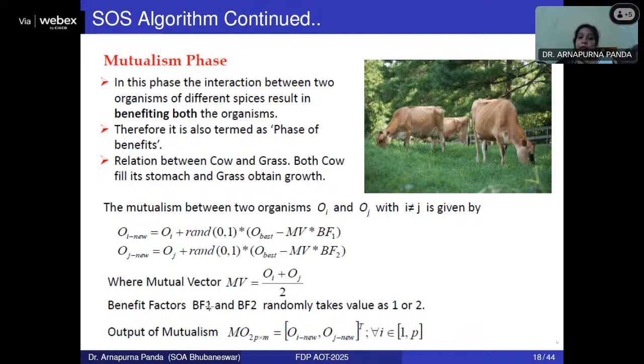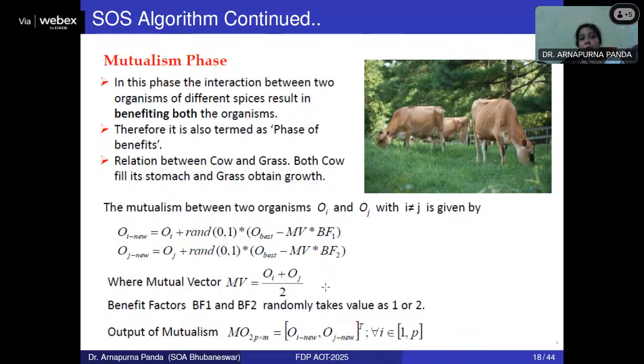Here we are using one factor, the mutual vector, and two factors, BF1 and BF2, that is benefit factor 1 and benefit factor 2. Benefit factor 1 and benefit factor 2 we take randomly with values of 1 or 2, and the mutual vector we calculate using the two organisms, OI plus OJ by 2. So here the output of mutualism is OI new and OJ new.